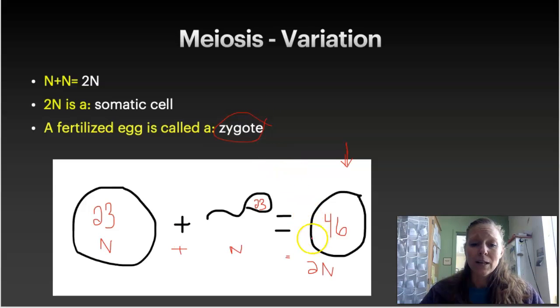Once you have a fertilized egg, we have a haploid plus a haploid, or a sex cell plus a sex cell, and when they fertilize, it becomes a diploid cell. So haploid plus haploid equals diploid. So there are some different words that we can use to represent this. Since it's diploid, it's also a somatic cell. So here, a haploid plus a haploid makes a diploid, or a sex cell plus a sex cell makes a somatic cell.